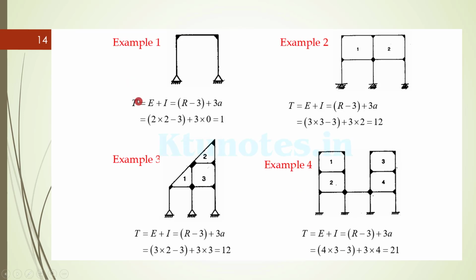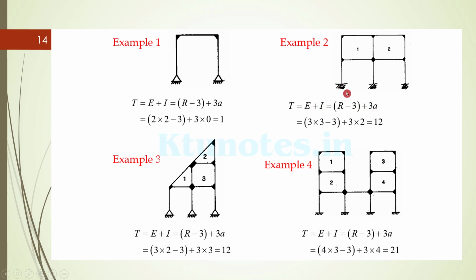So these are examples. Total is equal to external plus internal. External is equal to r minus 3, plus internal is equal to 3 into a. Here two unknowns here, horizontal, vertical, two unknowns here. So total 4 unknowns: 2 into 4 minus 3 plus 3 into 0. There is no closed frame. Here t is equal to e plus i.